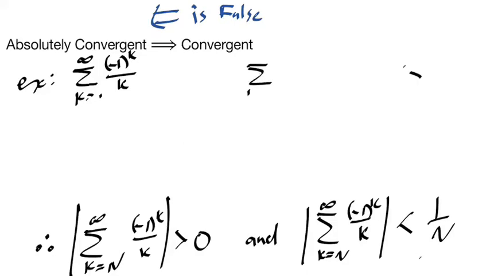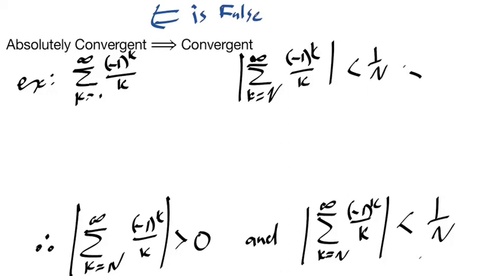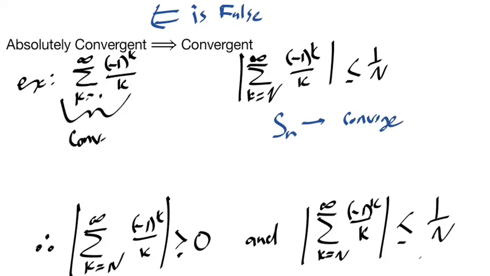So the tail, the sum as k goes from capital N to infinity of negative 1 to the k over k, must be less than 1 over capital N for all values. I guess we could put equal signs on here if we like. But that is simply what it means for that tail to converge to 0. And so that means that my sequence, my Sn values, are converging. So that means that my Sn values definitely converge. So that means this is a convergent series.